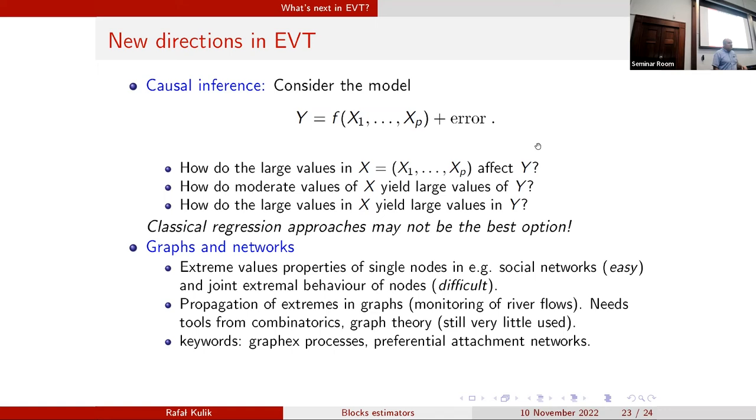For example, you can imagine that a river network is a graph, and how extremes in one part propagate to extremes in another part. I think here you really need to use a lot of things from deep mathematics. I mean, theoretical mathematics like combinatorics, serious graph theory. This has not been used yet in extremes. People use the terminology of graphs, nodes, vertices, and so on. But there is very little serious graph theory used to analyze propagation of extremes. I put a couple of keywords, what people do recently. There has been quite a lot of work done for preferential attachment networks.